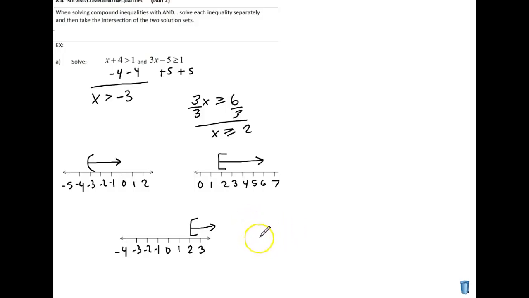Oftentimes it will say to solve and write your answer in interval notation. So remember, interval notation for this particular inequality would look like this, since it's only this x greater than or equal to 2 part.